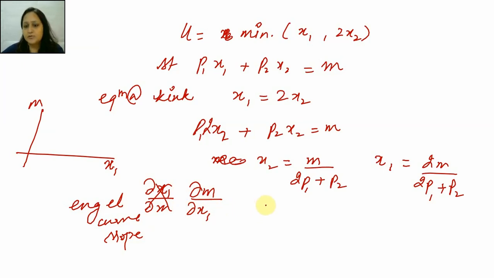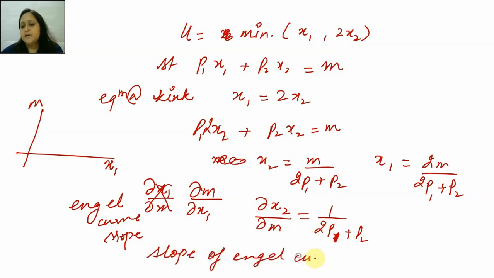So what will I do? I will still find del x2 upon del m. Del x2 upon del m is 1 upon 2p1 plus p2, and then I'll write the slope of the angel curve is 2p1 plus p2. What did I do? I just reversed it, right?